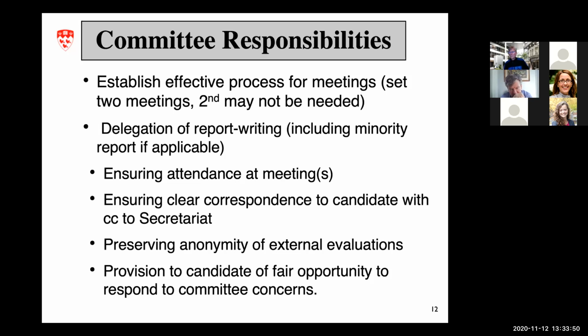And then the last thing is that if there are concerns that you have about the file, the candidate absolutely has to be given a full and fair chance to make their case. And that is something that I think is pretty straightforward and obvious to all of us as to why.